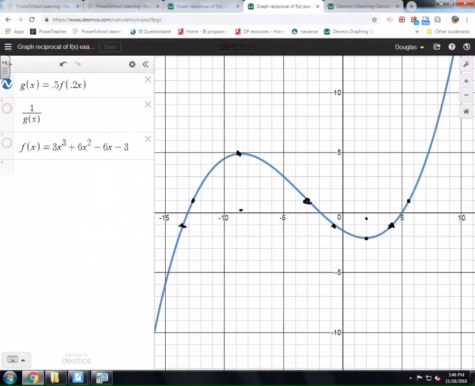Now the last thing about reciprocals that we should know is whenever we have 0 in a function, like these 3 x-intercepts here, whenever the y value equals 0, the reciprocal of 0 is 1 over 0, and we know 1 over 0 is undefined. So there's not going to be a point on the reciprocal graph for any of these x-intercepts.